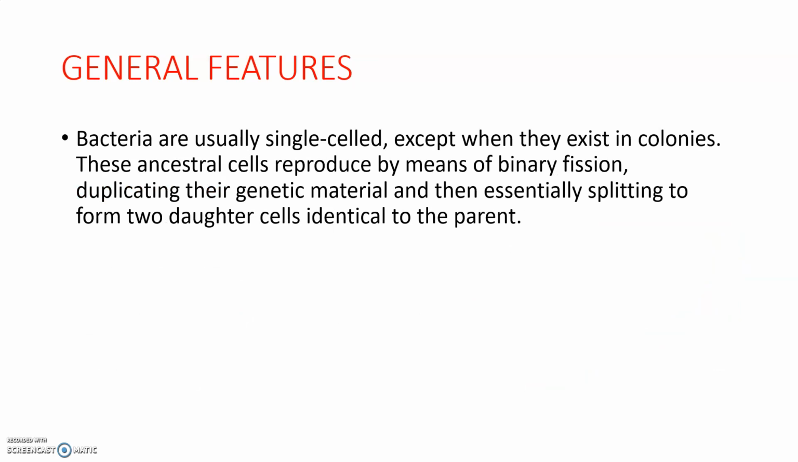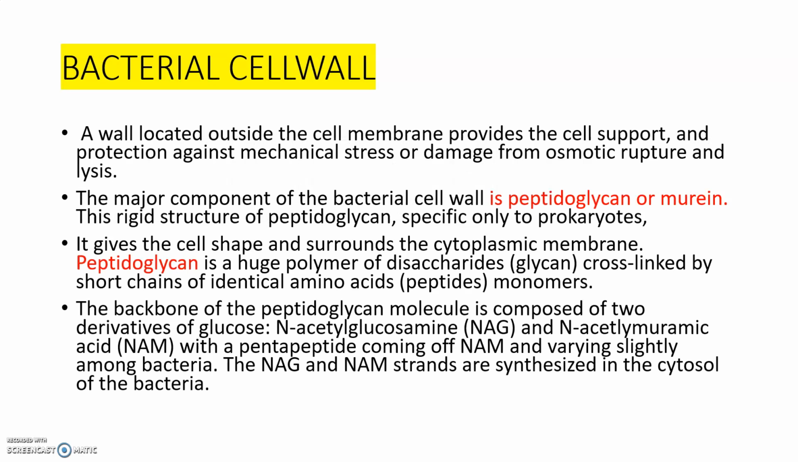And also, bacteria reproduce by means of binary fission, duplicating their genetic material and essentially splitting to form daughter cells identical to the parent. And the bacterial cell wall is located outside the cell membrane. It may provide the bacterial cell support and protection against mechanical stress or damage from osmotic rupture and lysis. So it protects the bacteria from this sort of osmotic rupture and lysis.